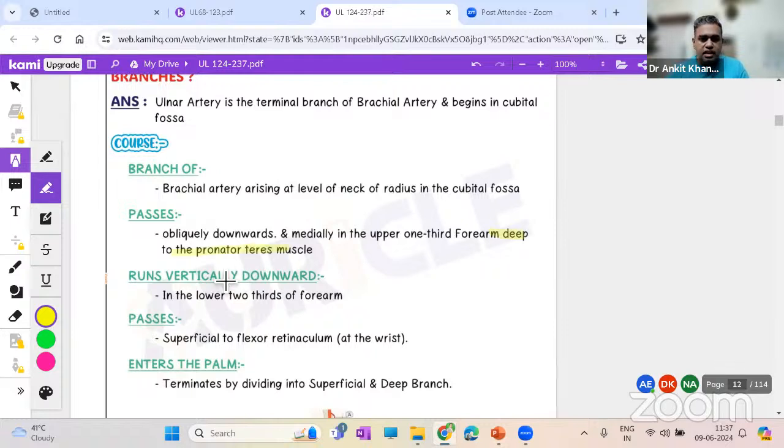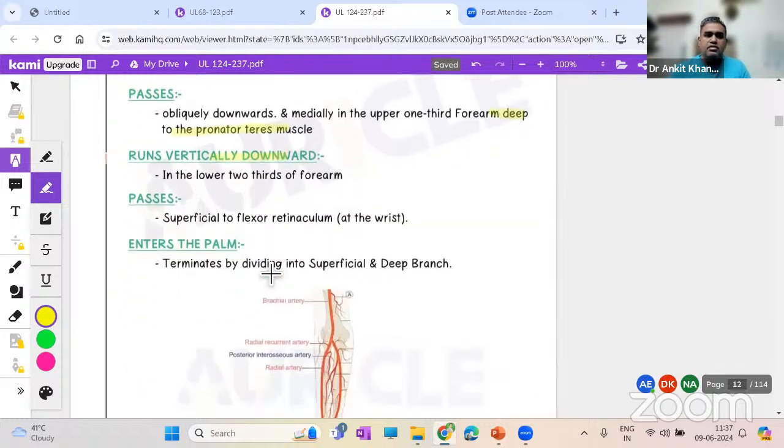And it runs vertically downward and passes in front of the flexor retinaculum. Here you can palpate in front of the flexor retinaculum. This artery can be palpated in this area. This is the ulnar artery palpation area. The radial artery is actually easily palpated because you are palpating it directly against the bone, the lower end of the radius. The ulnar artery can also be palpated, but not that easily. It terminates by dividing into superficial and deep branches that we will see further on.